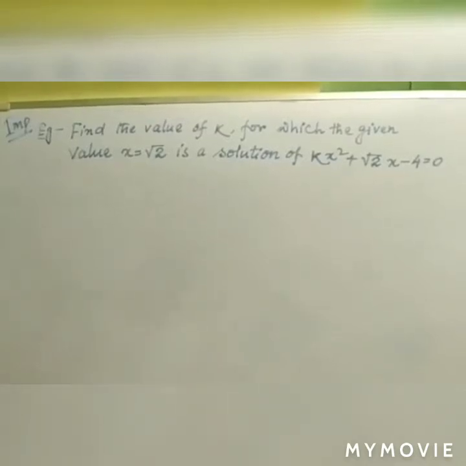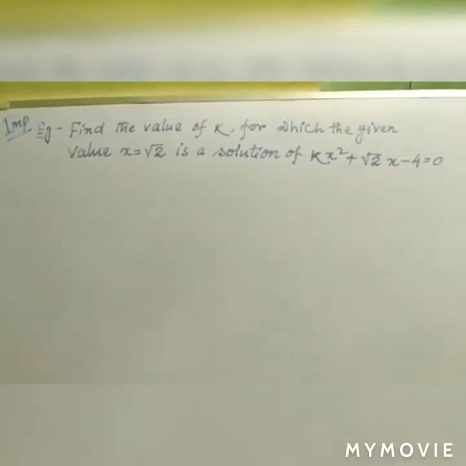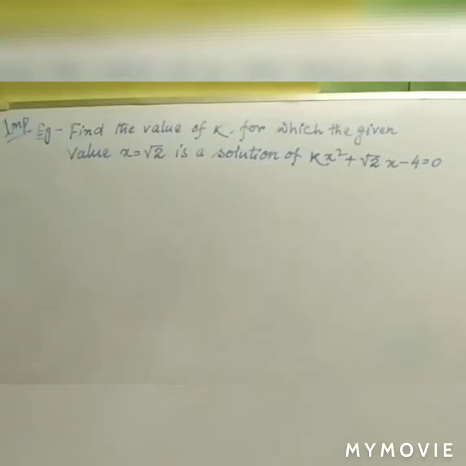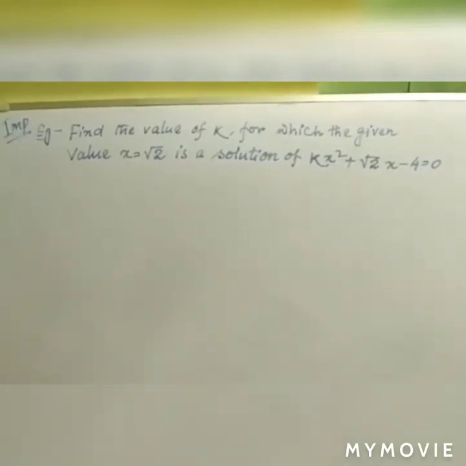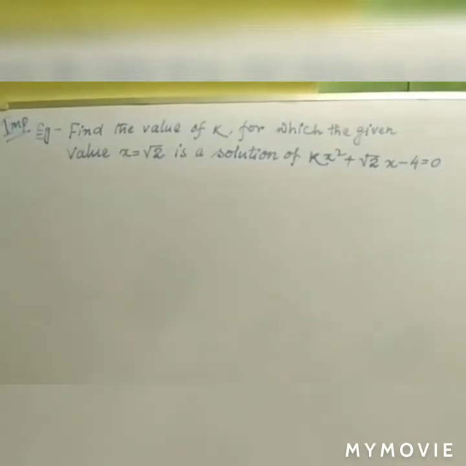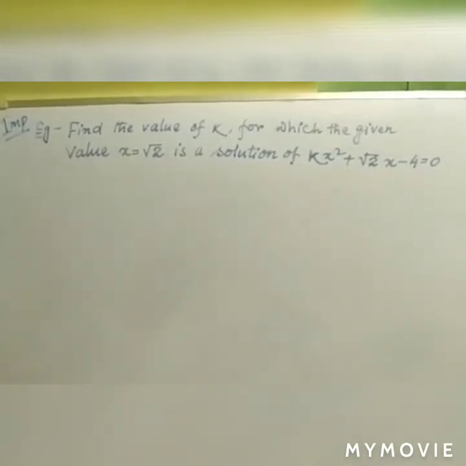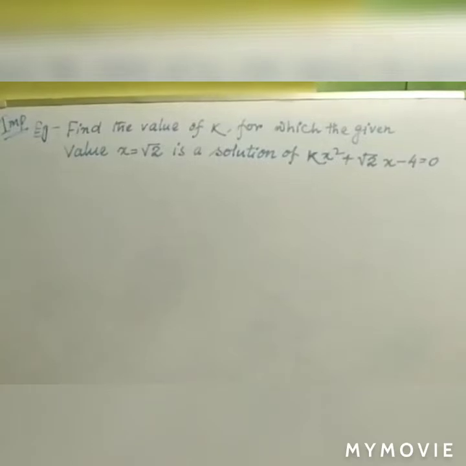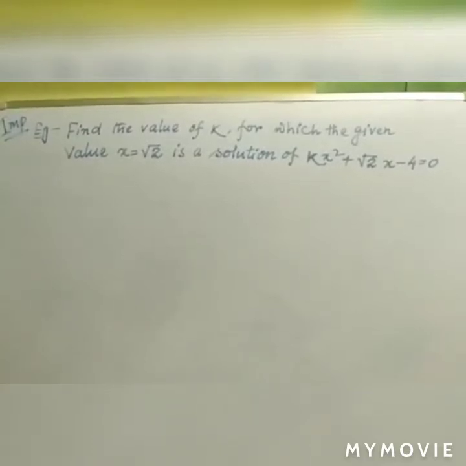This is one of the important questions. It came earlier in the board exam. You can see the question: find the value of k for which the given value x equals to root 2 is a solution of kx square plus root 2 into x minus 4 equals to 0. So you need to find the value of k, where it is given that x equals to root 2 is a solution. It is like the earlier example, but it is one of the important questions. So let us see the solution of it.